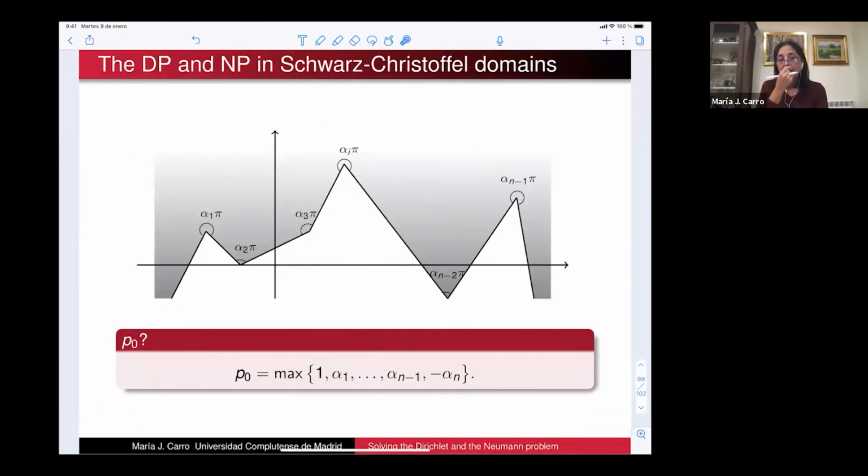And just to finish, let me just say that we have applied all this theory to the case of the so-called Schwarz-Christoffel domains, which are domains as in the figure, where the boundary is just a polygon. In that case, the conformal mapping has an explicit formula, and then we are able to compute the P0, and therefore we can say where the Dirichlet problem is solvable in this kind of domains.